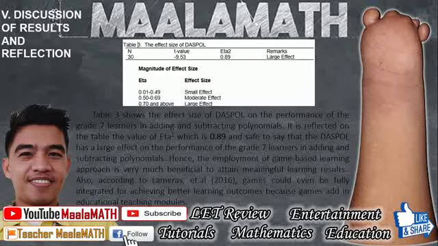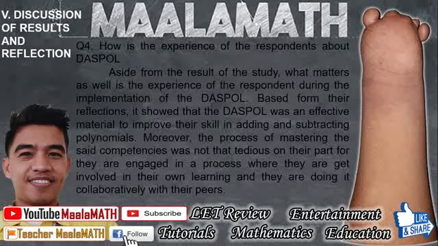Table 3, the effect of DASPOL. Table 3 shows the effect of DASPOL on the performance of the grade 7 learners in adding and subtracting polynomials. It is reflected on the table the value of eta squared, which is 0.89, and safe to say that the DASPOL has a large effect on the performance of the grade 7 learners in adding and subtracting polynomials. Hence, the employment of game-based learning approach is very much beneficial to attain meaningful learning results. Also, according to Lameras et al. 2016, games could even be fully integrated for achieving better learning outcomes because games add in educational teaching modules.